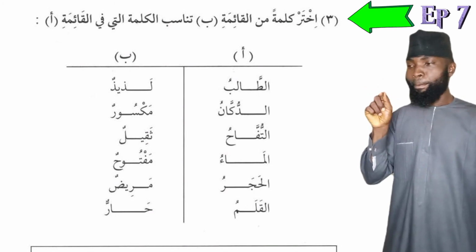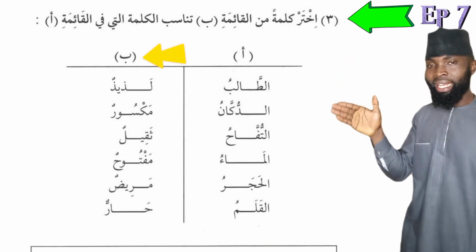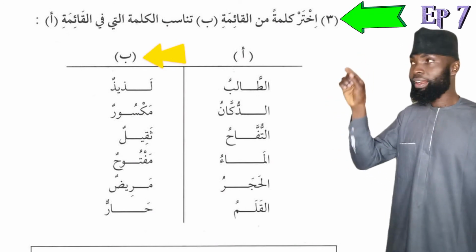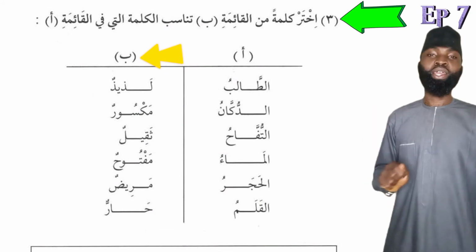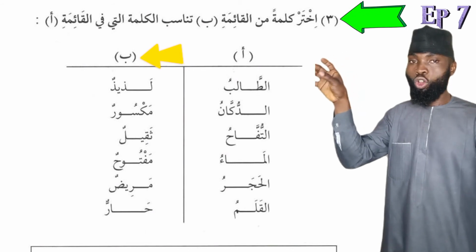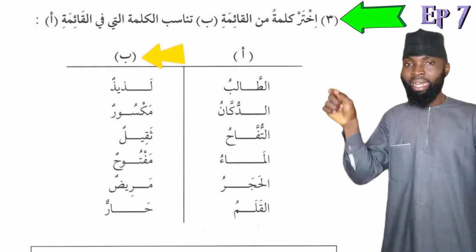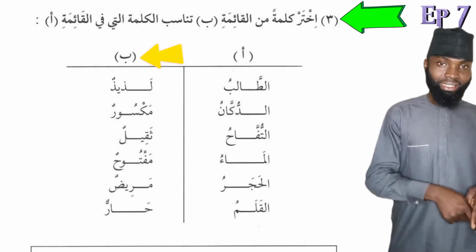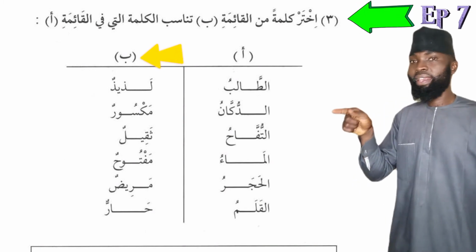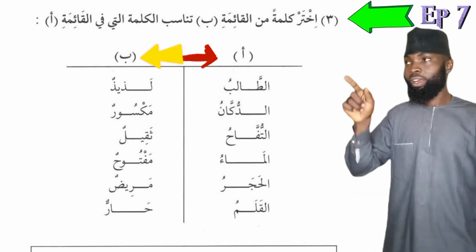Kalimatan, a word. Min al-qa'ima ba, from the B column. Are we getting it? From the B column. That's the column on which ba is written here. Ikhtar kalimatan min al-qa'ima ba. Choose a word from the second column, which is column ba. Tunasibul kalima allati fil qa'ima alif, that goes in line, that is appropriate to be used together with the word in the first column, that is the column alif.